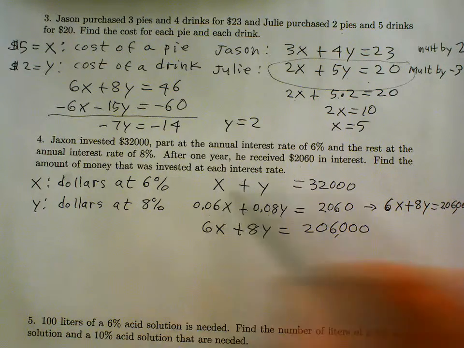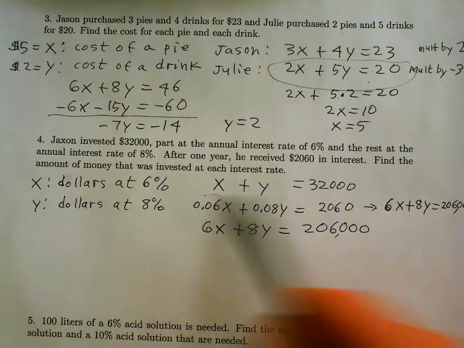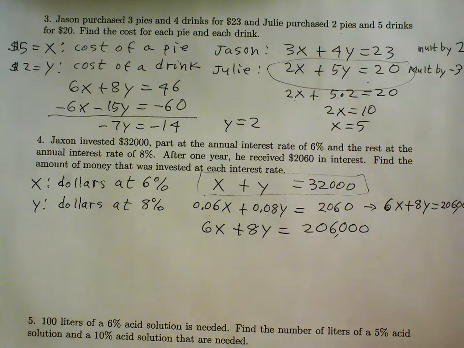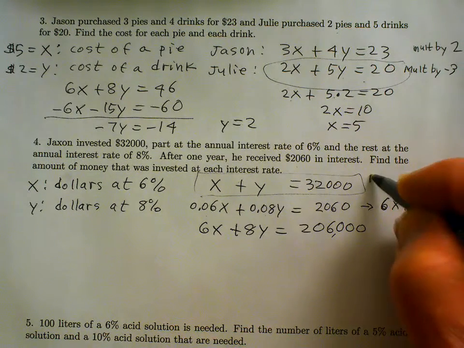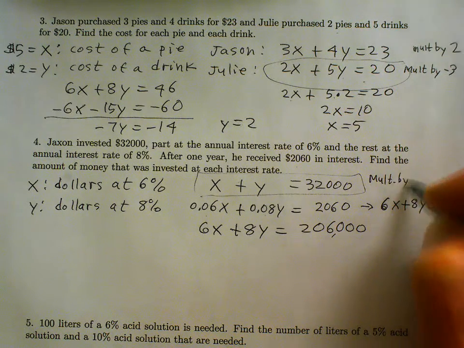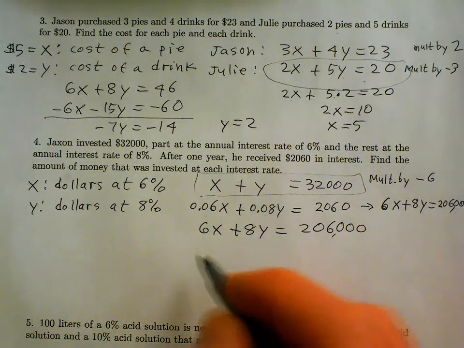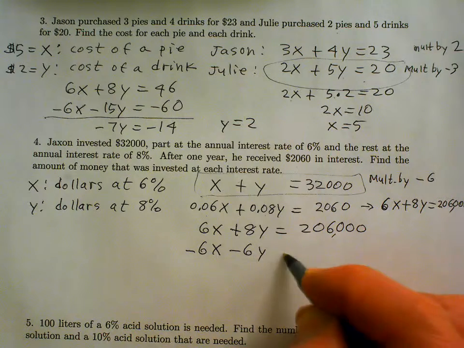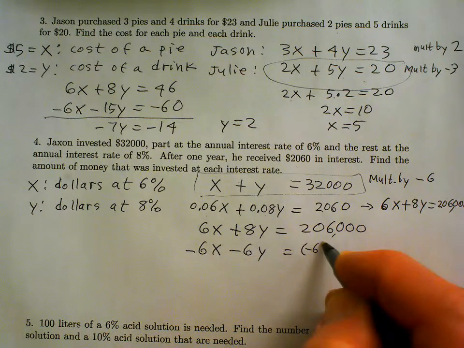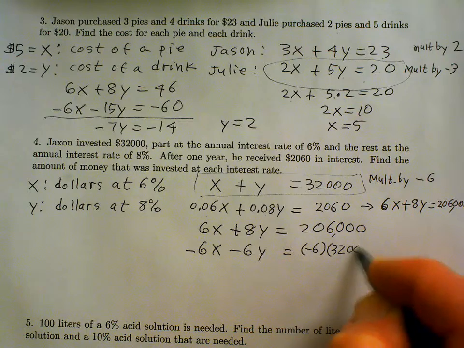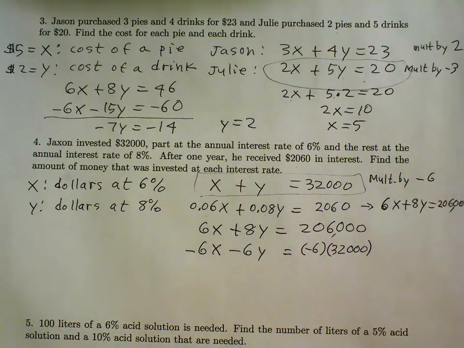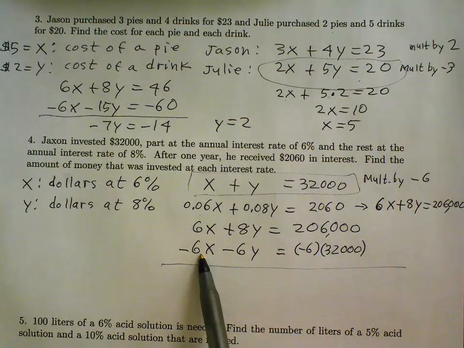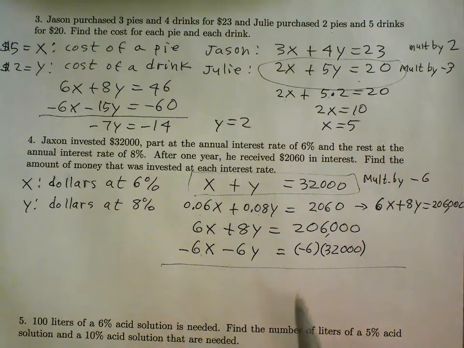Okay, so to solve, we can multiply every term on both sides of the top equation by -6. So multiply by -6. And then we'll get -6x minus 6y equals -6 times 32,000. And when we add those together, the x variable eliminates. 8y plus -6y is 2y.